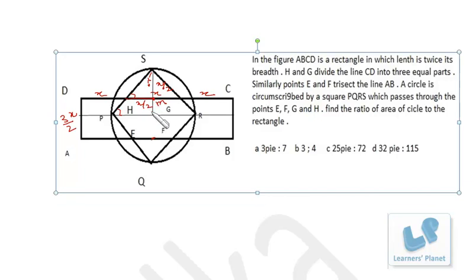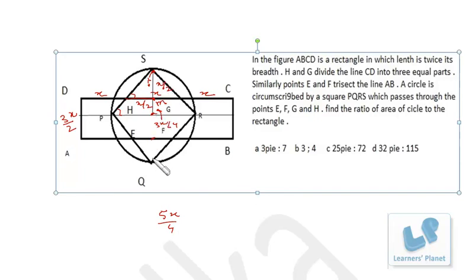Right? Again, the figure is symmetric. So this length will be equal to this length, right? This is the middle line of the rectangle. So the total length is 3x by 2. That means from this point to this point, it must be 3x by 4. Right? So from this point to this point, the total length is x by 2 plus 3x by 4, or we can say 2x by 4 plus 3x by 4, that is 5x by 4. That is the length from this point to this point.